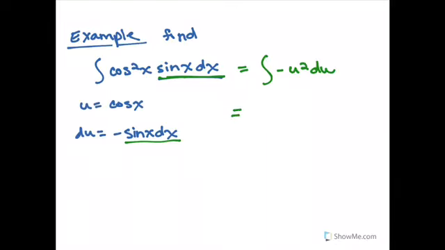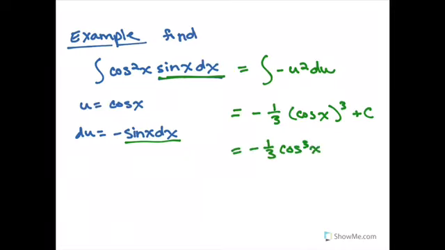So the antiderivative of this, I'll keep the negative out front. I'm going to get a u cubed, which puts a 1/3 out front. And my u is actually cosine x. And if you leave it that way, I don't need to see you move the notation. As long as you use those parentheses, I know this is the same thing as cosine cubed x.